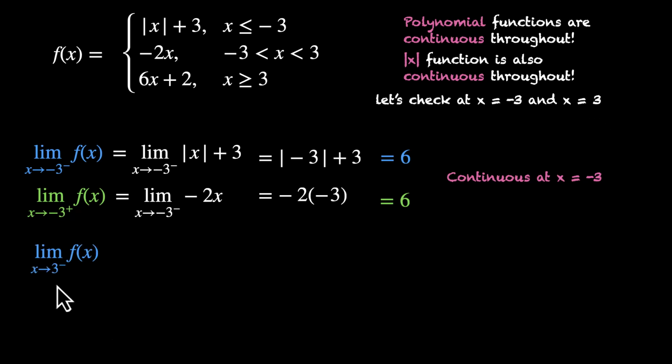Left hand limit, x tends to 3 minus. So we'll use this definition, minus 2x, because we are less than 3. So minus 2x means minus 2 times 3, which means minus 6.